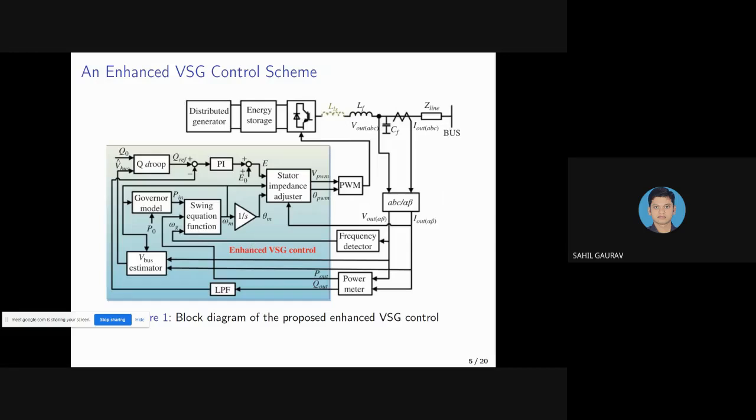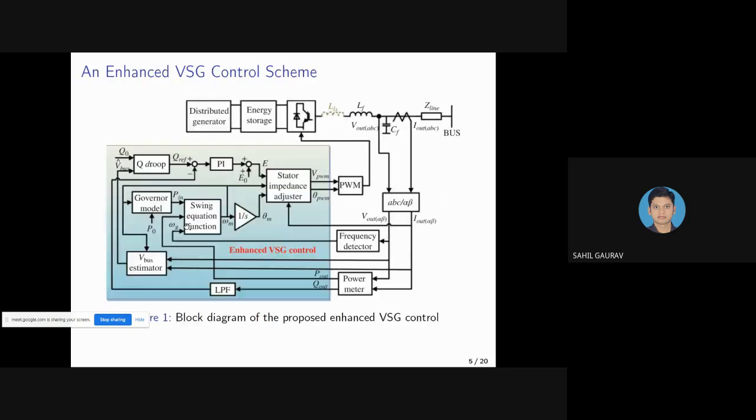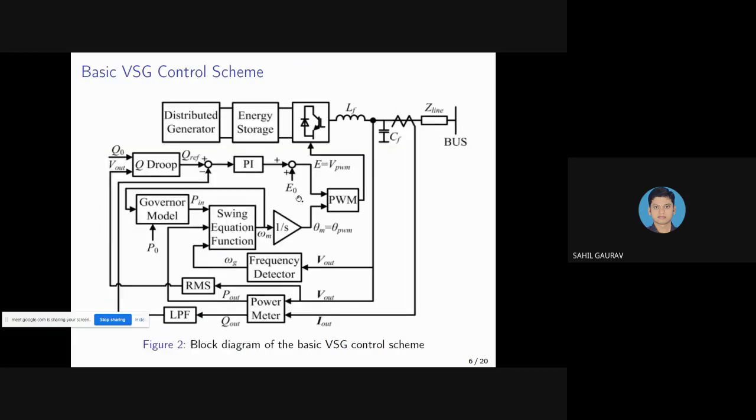If we compare this block diagram with the block diagram of basic VSG control, there are two major modifications that have been added. I also added this block diagram of the basic VSG controller scheme. If we compare with slide number 5 or 6, you can see a stator impedance adjuster and a bus voltage estimator. The bus voltage estimator has been added in the enhanced VSG controller scheme, but it is not available in the basic VSG controller scheme.